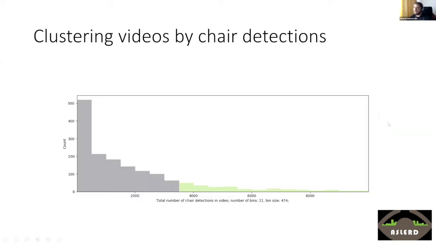Okay, so then we clustered the videos by chair detections. And we had two clusters using mean shift. The first cluster, which is less than 3,600 detections, we see mainly contains classroom or cafeteria scenes. And the second cluster mostly contains sports and music events where there are plenty of chairs visible throughout the scene.